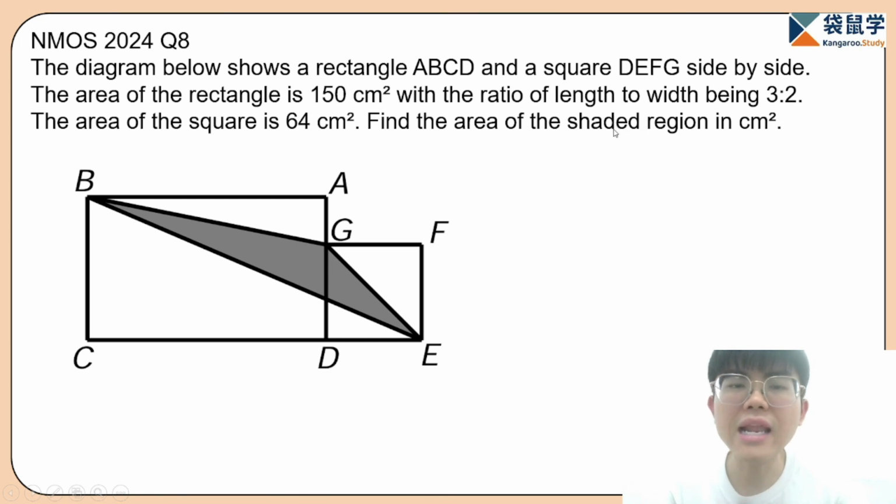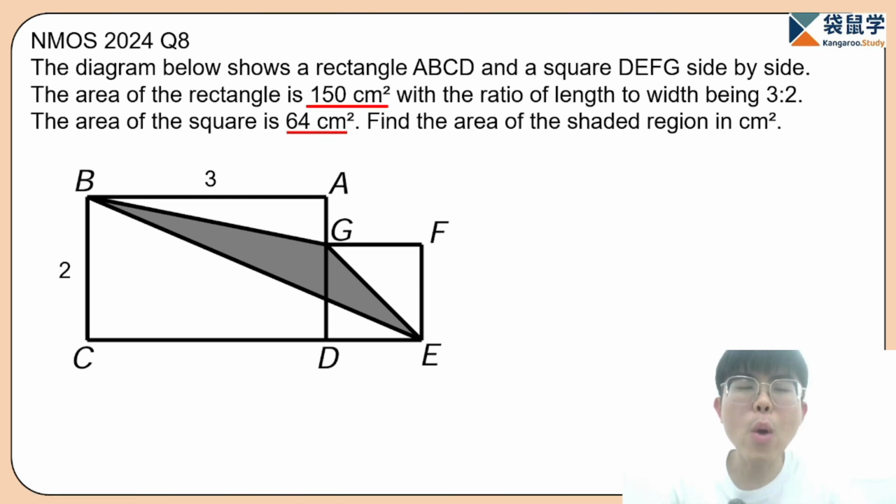So everyone, let's try to see what information we can get from this question. We know that the area of the rectangle is 150 cm square. We also know that the ratio of the length to the width is 3:2, so let's label it on our diagram. And finally, we are given that the area of the square is 64 cm square.